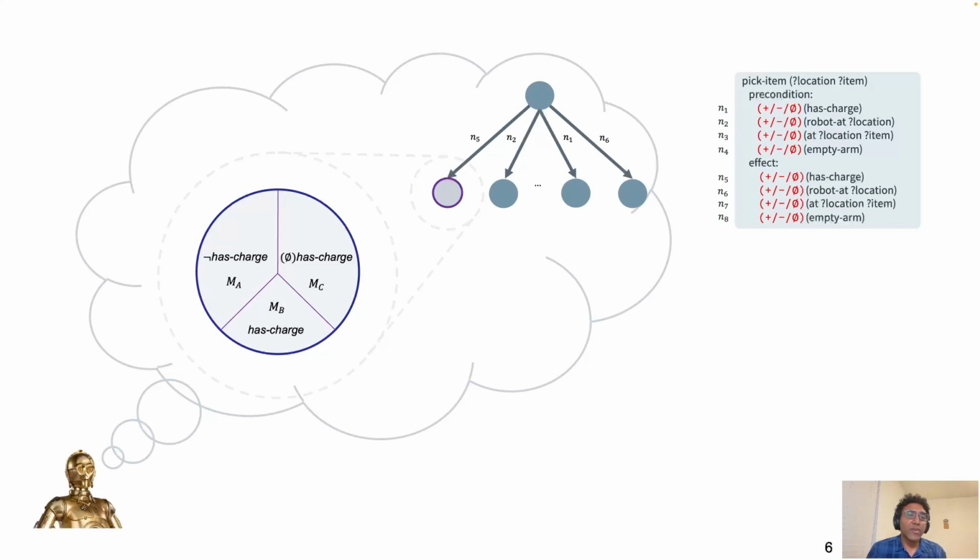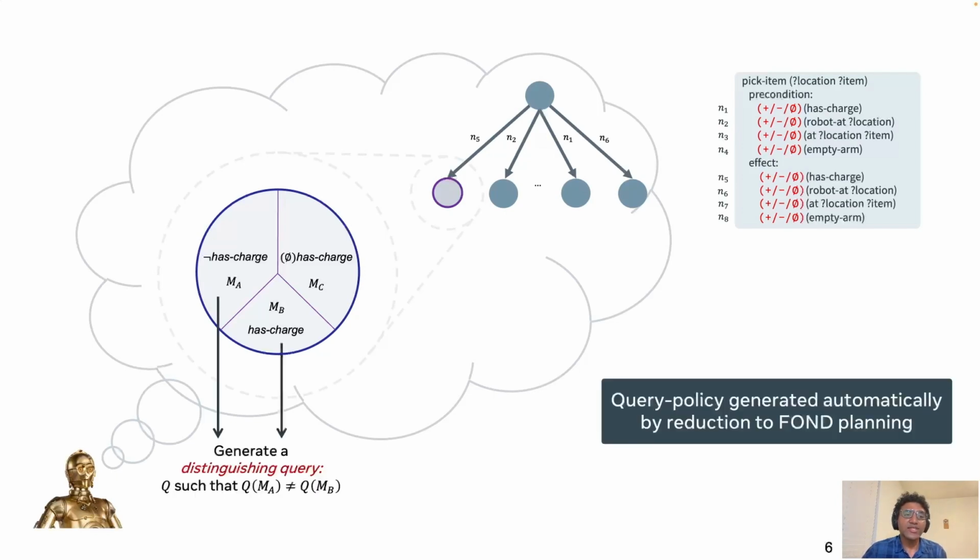So here in MA, hash charge becomes false on executing this particular capability. Whereas in MB, hash charge becomes true on executing the pick item capability. So we take any of these two models and then generate a distinguishing query.